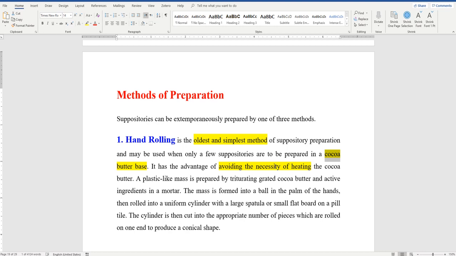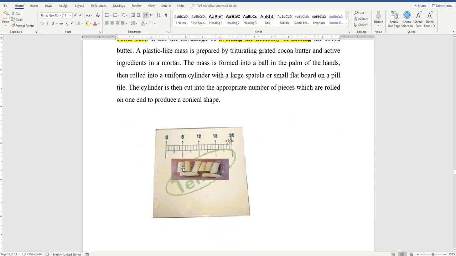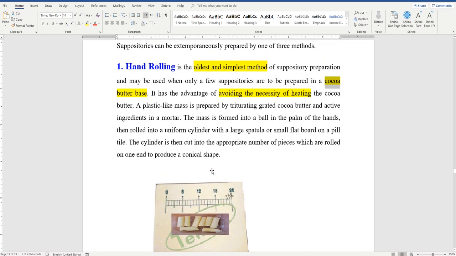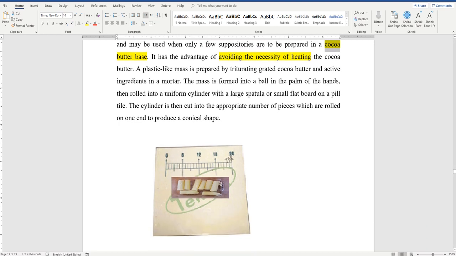So you knead it as well as you can, and then you start rolling this cacao butter into a cylinder or a pipe. See these pieces? These pieces have been cut from the roll that you made from cacao butter and other ingredients. Of course, if you go to Google, you will see how they do this. But what happens is after you triturate your cacao butter along with the drug, you knead it, roll it into a pipe, into a cylinder, and after that you cut it, as you see here.